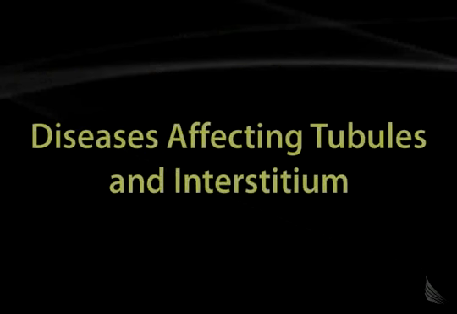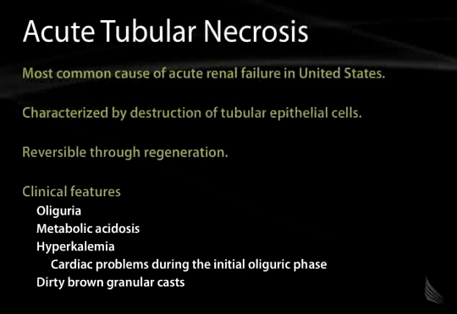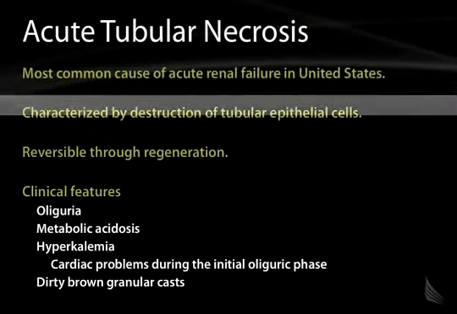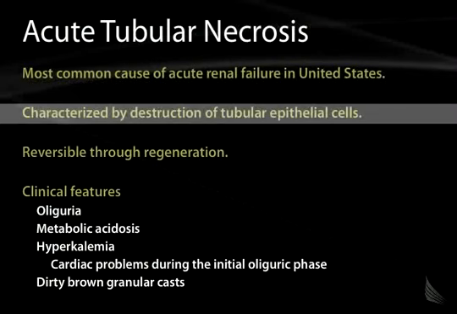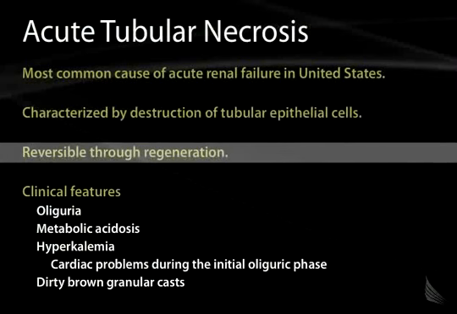Now, there are also some diseases which affect both the tubules and the interstitial matrix of the kidney. One of these is what we call acute tubular necrosis. This is actually the most common cause of acute renal failure in the United States. This is characterized by destruction of the tubular epithelial cells. Now, the great thing about the tubular epithelial cells is if you can reverse this disease, those tubular epithelial cells will actually regenerate and you can regain some of the renal function that's lost.